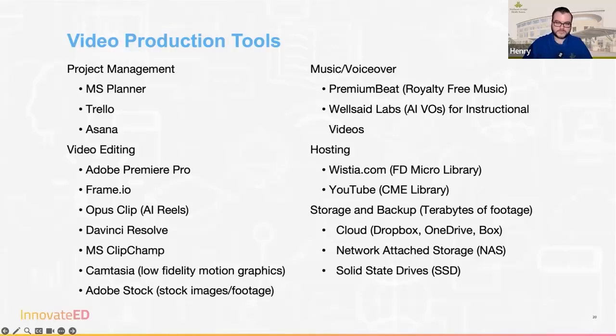Now for music and voiceover, we do use Premium Beat for music. It's a subscription service. I think we get about 60 tracks per year. So it's very convenient for us, and they're excellent music tracks that we can use in our productions. We also use some AI voiceovers for instructional videos, and for that we use Wellsaid Labs. It's another subscription service, and it's very handy whenever you don't have availability for voiceovers, human voiceovers.